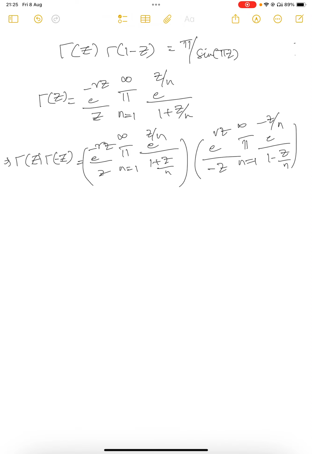As you can see, this term will get cancelled. I mean, e power 0, it will get 1. Similarly, this term and this term. And what will be remaining? This part, 1 minus 1 by z square, product n equal to 1 to infinity. It will be 1 by 1 plus z by n into 1 minus z by n, which is 1 minus z square by n square.